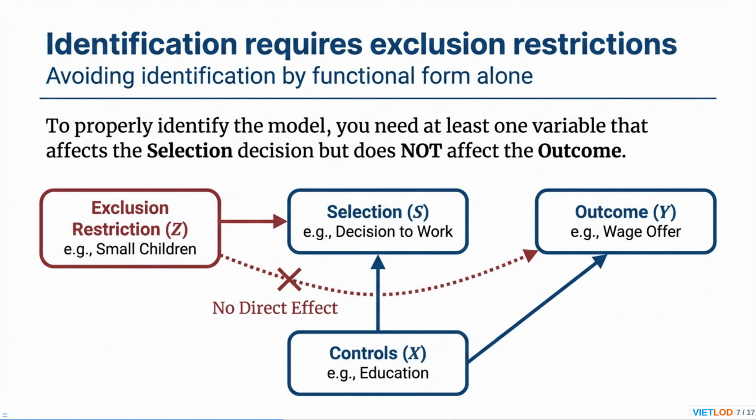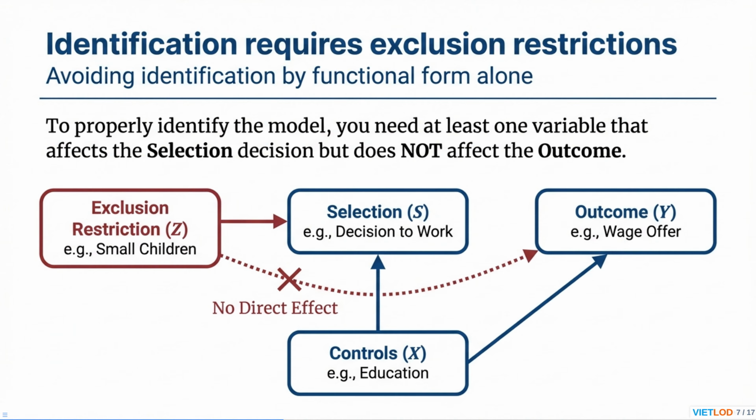For the model to be reliably identified, we need what's called an exclusion restriction. This means we need at least one variable, let's call it z, that directly affects the selection decision but does not have a direct effect on the outcome. This variable helps the model distinguish the selection effect from the outcome effects. Without it, the model relies only on the nonlinear functional form of the Probit model for identification, which is statistically weak and can lead to fragile results due to high collinearity between the regressors and the inverse Mills ratio.